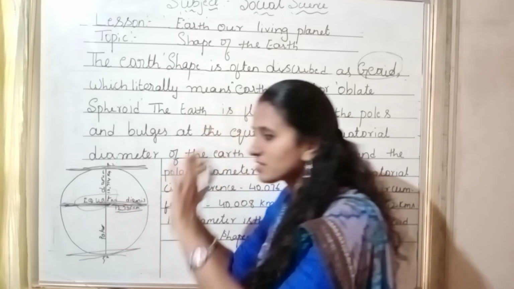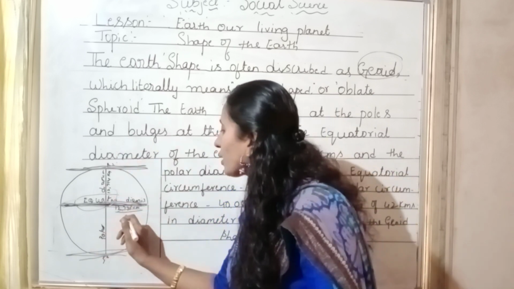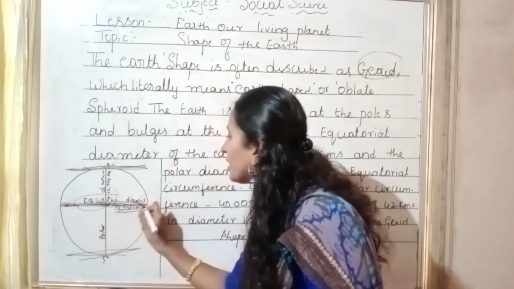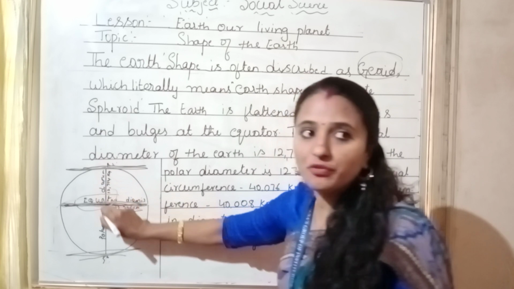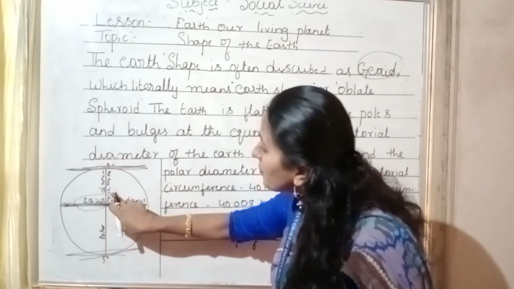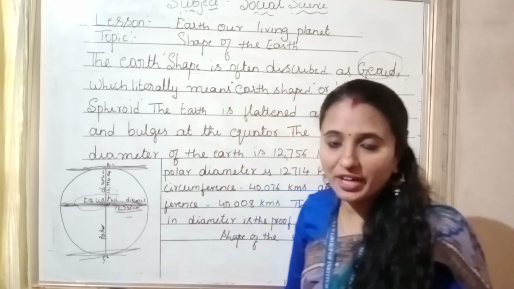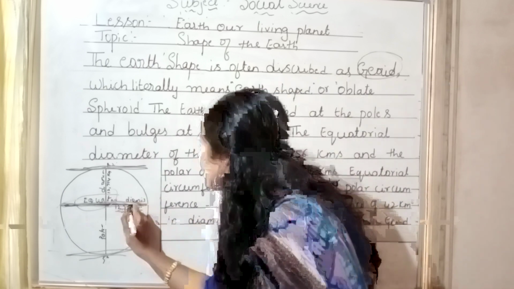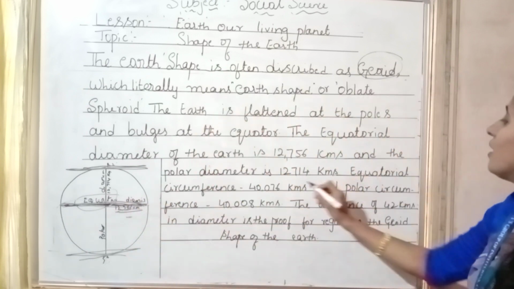If it is flat, meaning a complete circle, it should not have any variation. But you can observe here there is a lot of variation. Here at the equator it is 12,756, but from the South Pole to the North Pole, if you observe, it is 12,714 kilometers. A lot of difference. You can see that there are a lot of differences there.